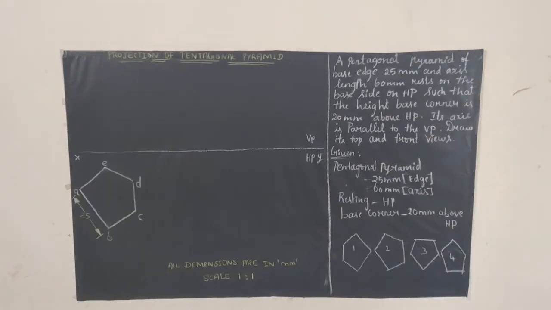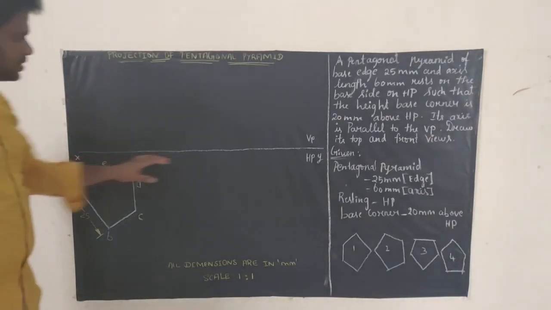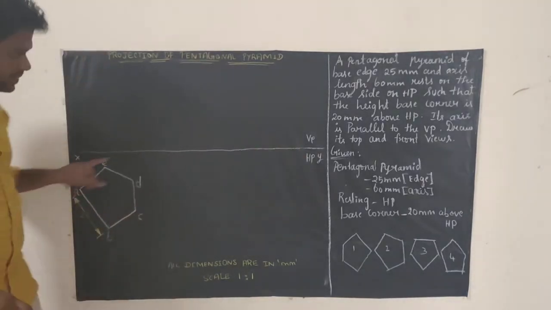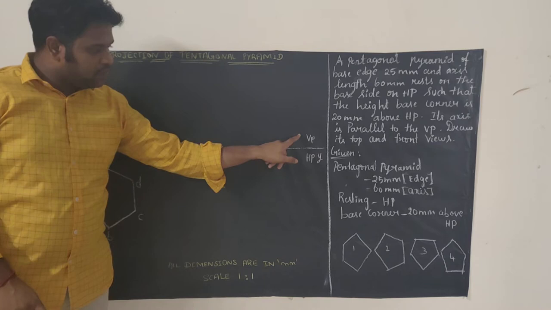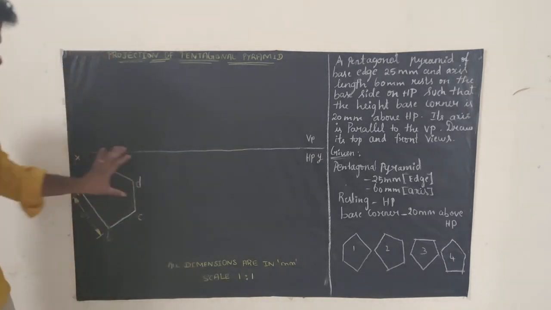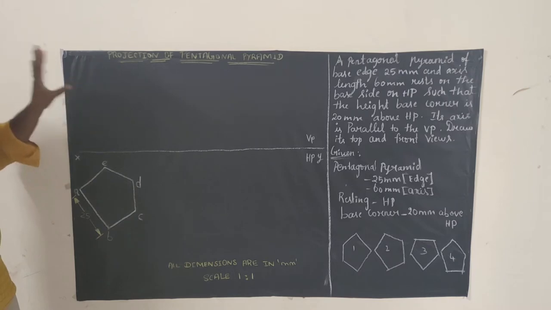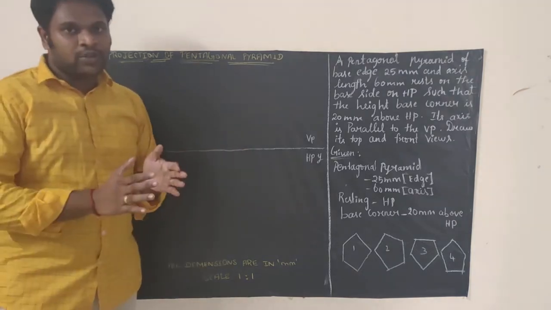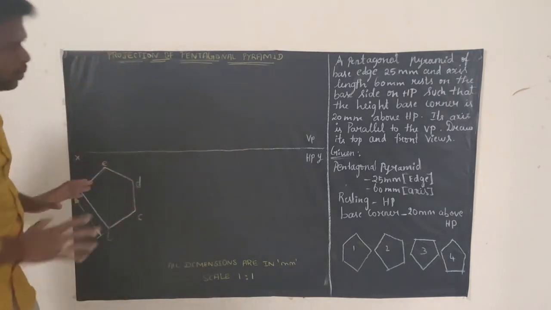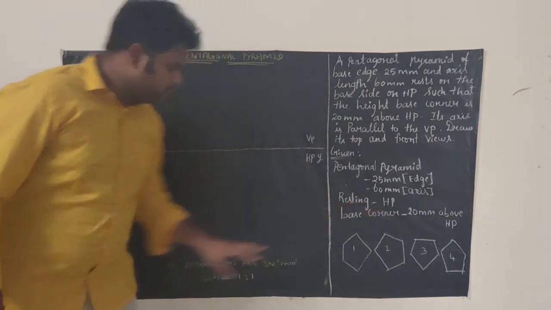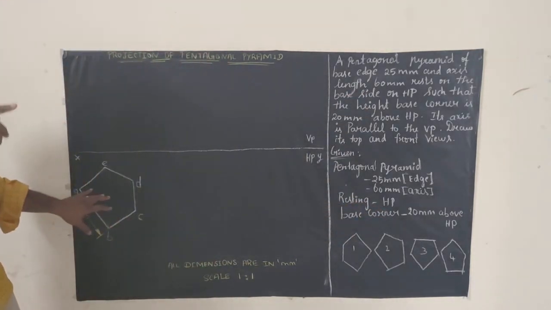The first step is we need to draw a reference line. So the first step is you need to draw a reference line and write X, Y. Then VP, HP. Whatever diagram we are going to draw here will be your top view, and whatever diagram we are going to draw above will be your front view. So initially we are going to start with the top view only. The reason is the pentagonal pyramid is resting on HP. So we are going to start a diagram here.